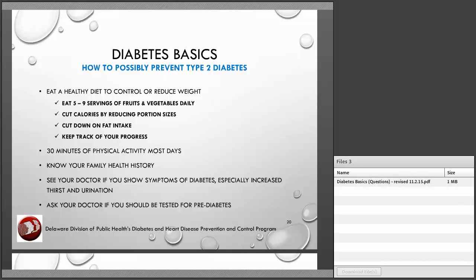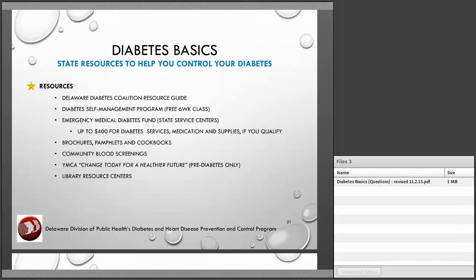Knowing your family's health history helps you to know if you're at risk or not. So check in with your family and see if there's a history of diabetes in your genetics. Check with your doctor if you show any of the symptoms of diabetes, especially an increase in thirst and urination. And ask your doctor if you should be tested for prediabetes.